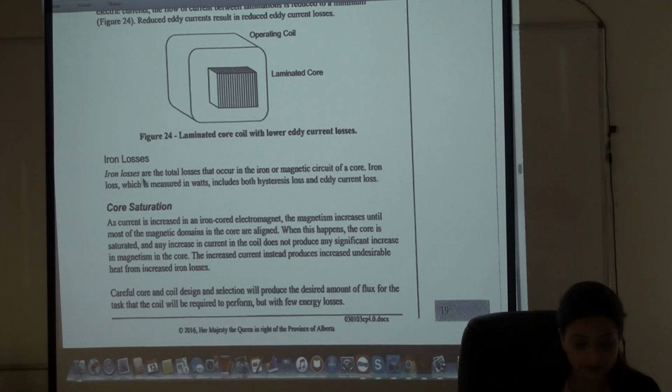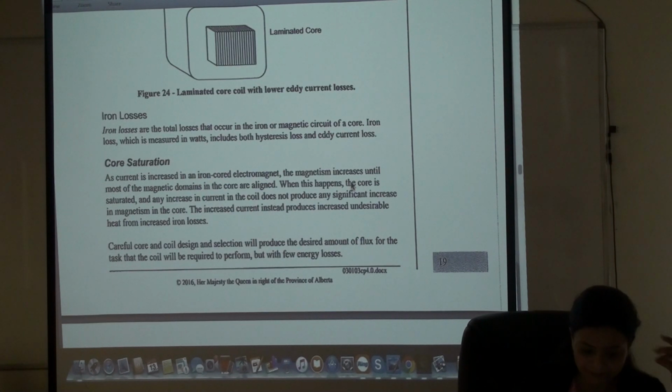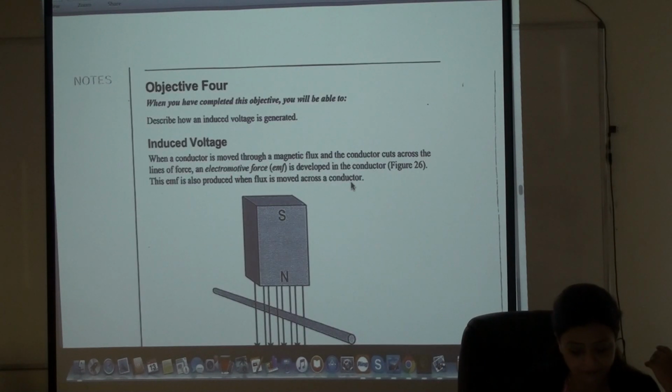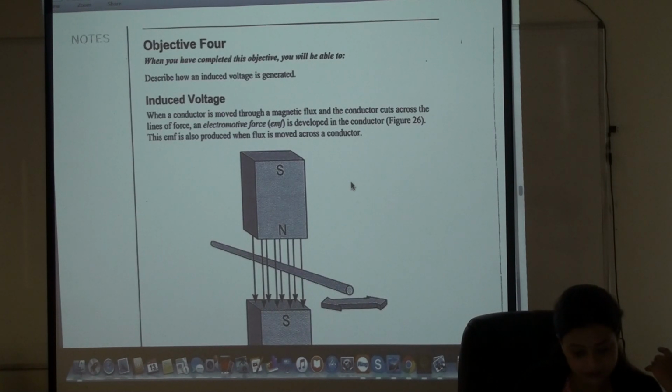Now, he's talking about other losses. There is something called iron loss. Well, your core is made up of iron, so there will be losses because of that as well. Iron losses are total losses that occur because of the core. Iron loss, which is measured in watts, includes both hysteresis loss and eddy current loss. Now, saturation, we already talked about it. Objective 3 done, I'm going to move on to objective 4: induced voltages.